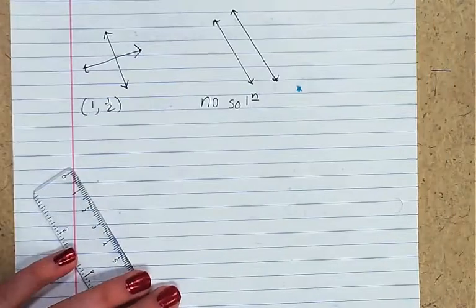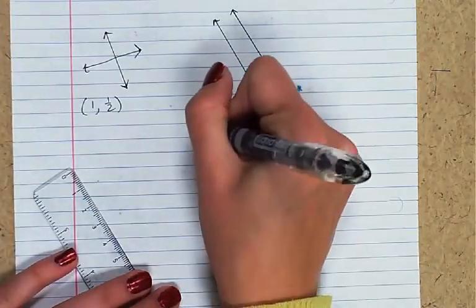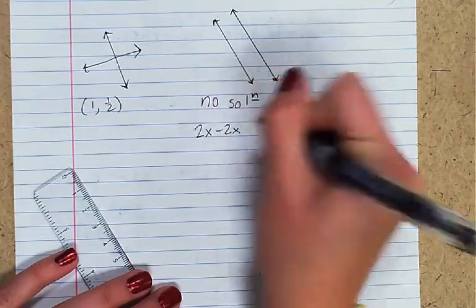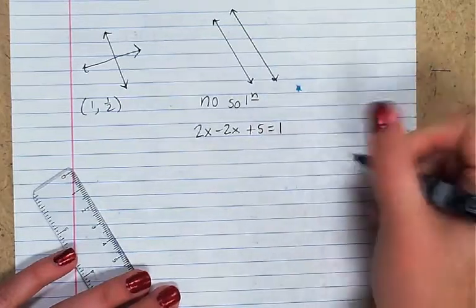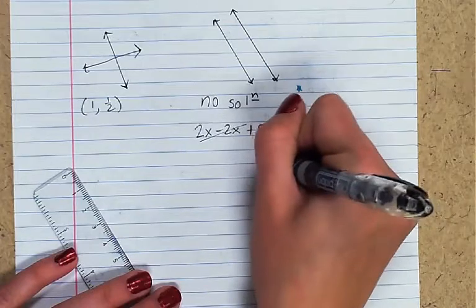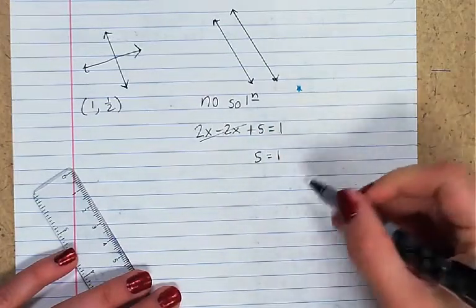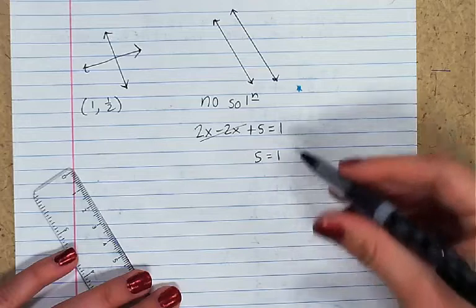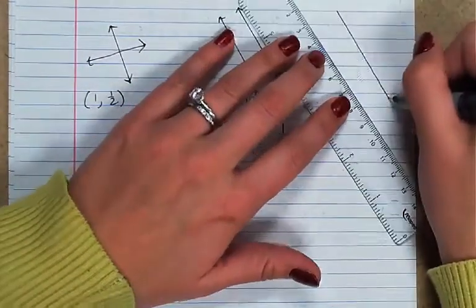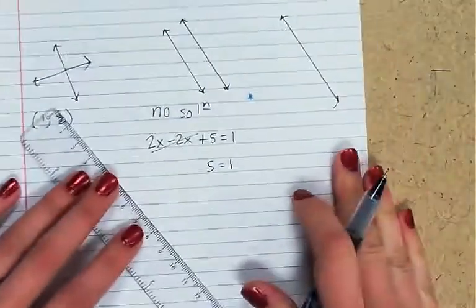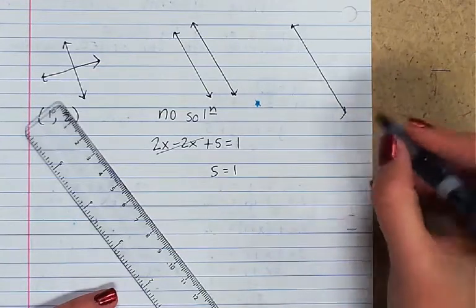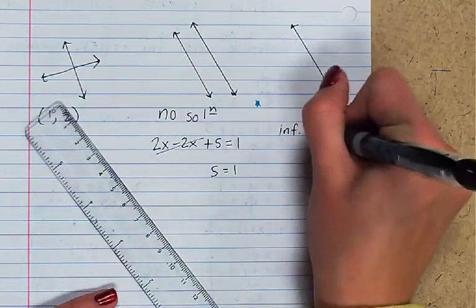So when you're solving, the way this will look is you plug everything in and you end up with something like 2x minus 2x plus 5 equals 1. When I solve that, 2x minus 2x cancels, and I'm left with 5 equals 1, which it does not equal. So that means there's no solution to that system, and those lines are actually parallel. Sometimes they'll try to trick you, and you'll get two equations that are the same. They lie perfectly on top of themselves. So when you're solving, this is infinite solutions.